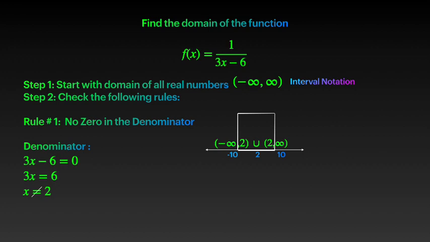Now let's take a look at rule number 2. Rule number 2 says no negative under even index root. Let's take a look at some examples of even index root. Now let's take a look at our function and see if it contains an even index root.